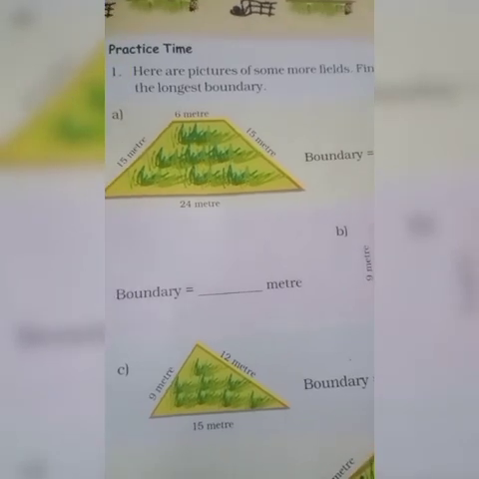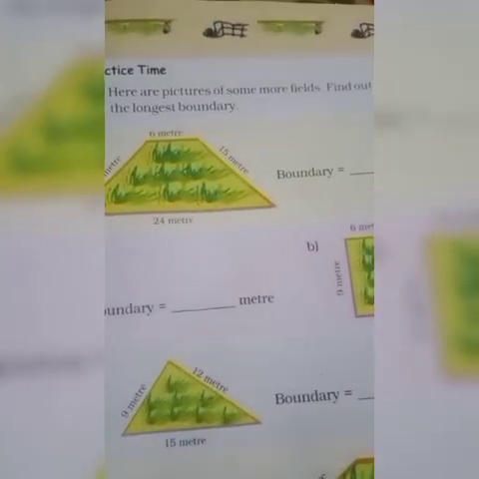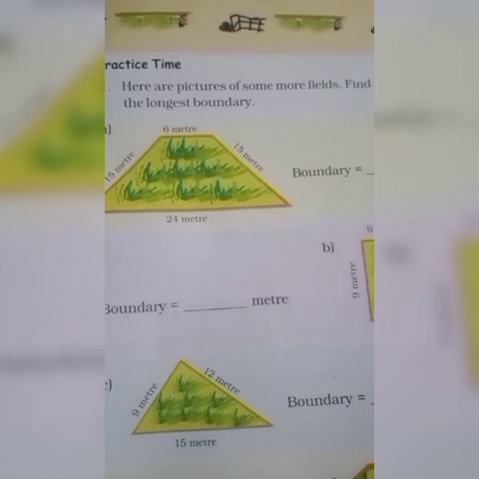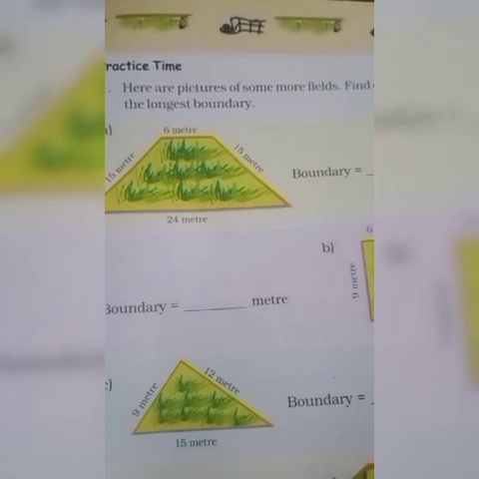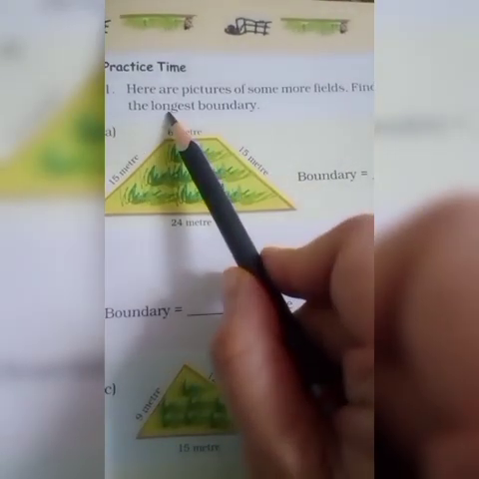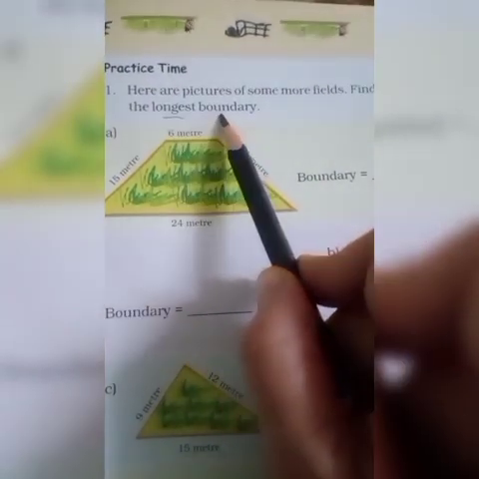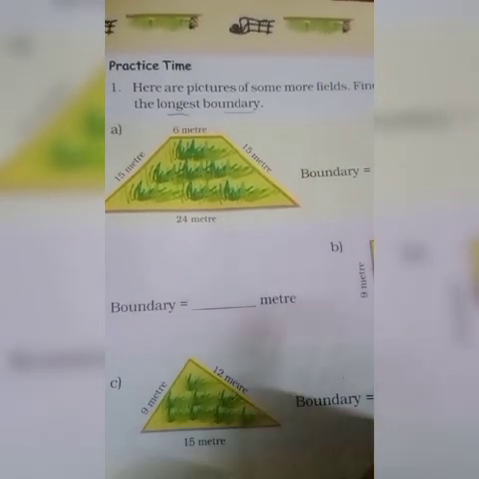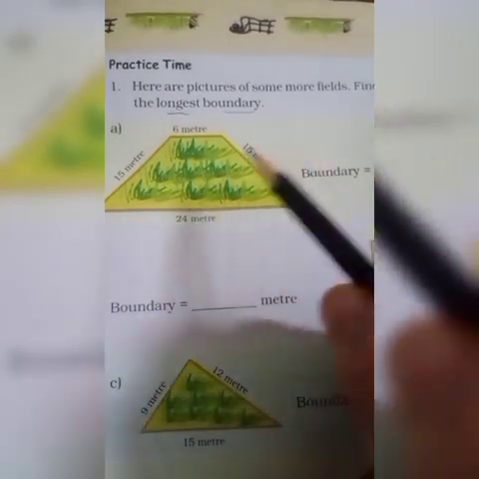Okay, now let's see next page, page number 151. Now students, here the practice time means here you can see A, B, C and D, four different fields given, and we have to find out the boundary of each field. So that means students, we have to find out the perimeter of all figures. And here also a question is that you have to also find out the longest boundary among all of these. Which is the longest boundary? Okay, so first of all students, let's find the boundary of this figure, right?